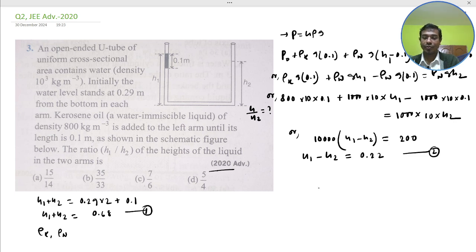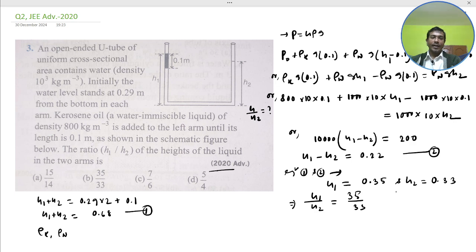This is equation number 2, and from equations 1 and 2 we get that the H1 value would become 0.35 and H2 would become 0.33. So you have to find the ratio of H1 divided by H2. That would become 35 by 33. So B would be the correct answer.